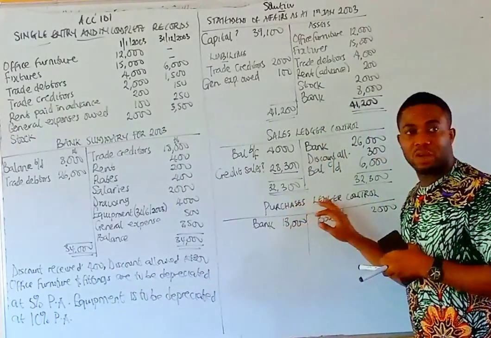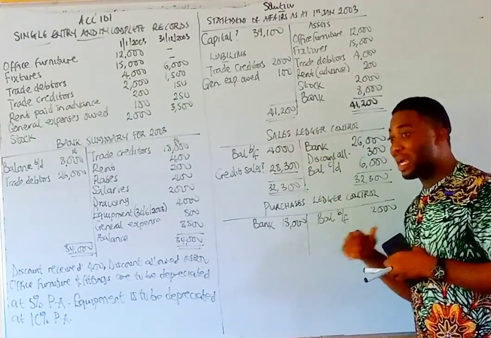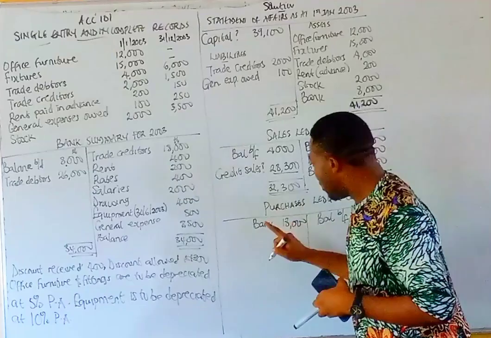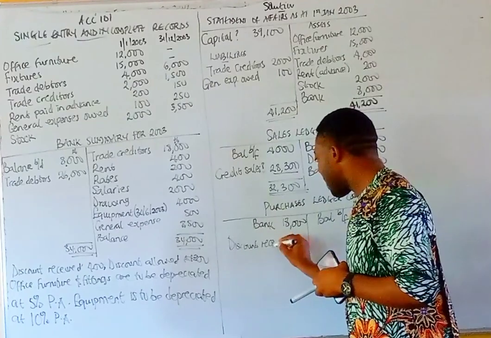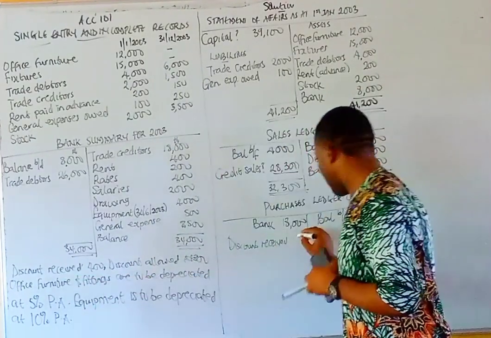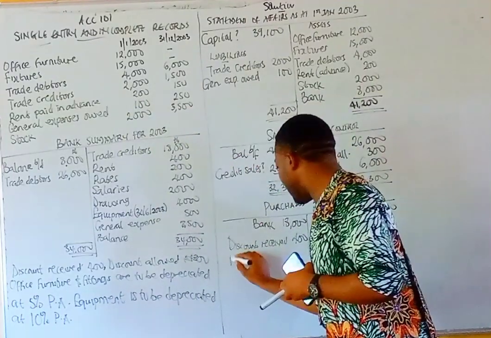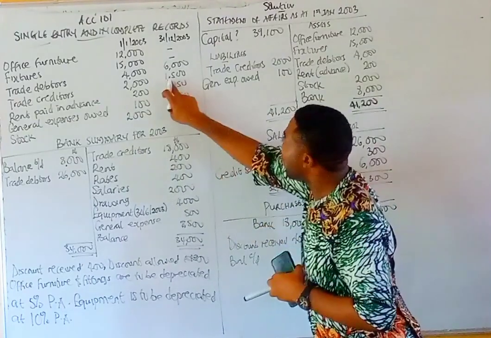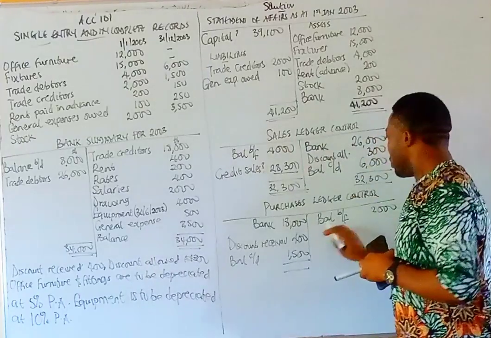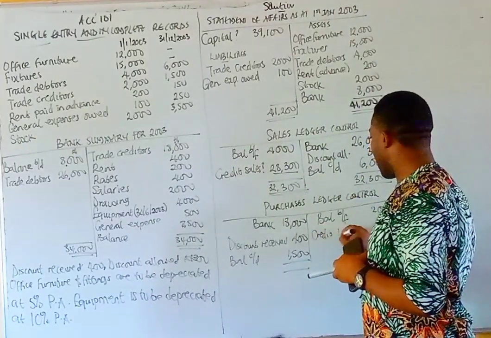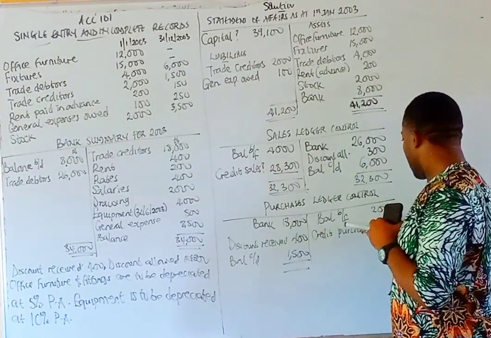Now for the purchases ledger control account, the debit side contains what the creditor is receiving, and the credit side contains what they are giving out. Now, the next thing we can post here is our discount received, which is 400. Next, our balance carried down, which is 1,500. So we now have our credit purchases, which is 19,900.